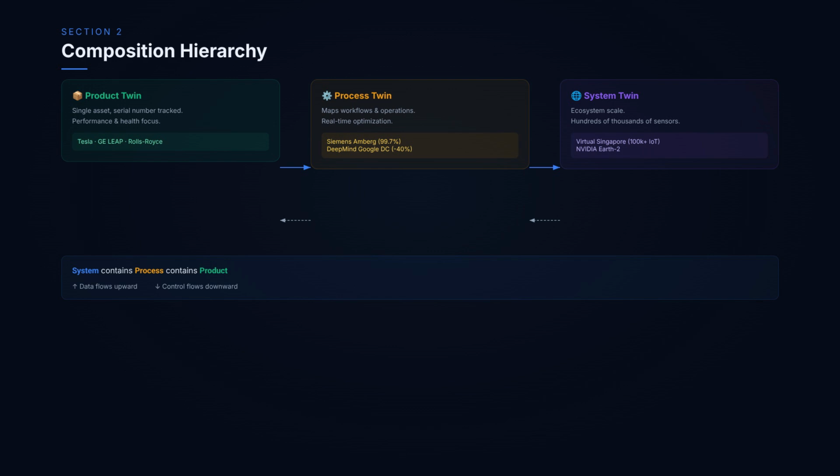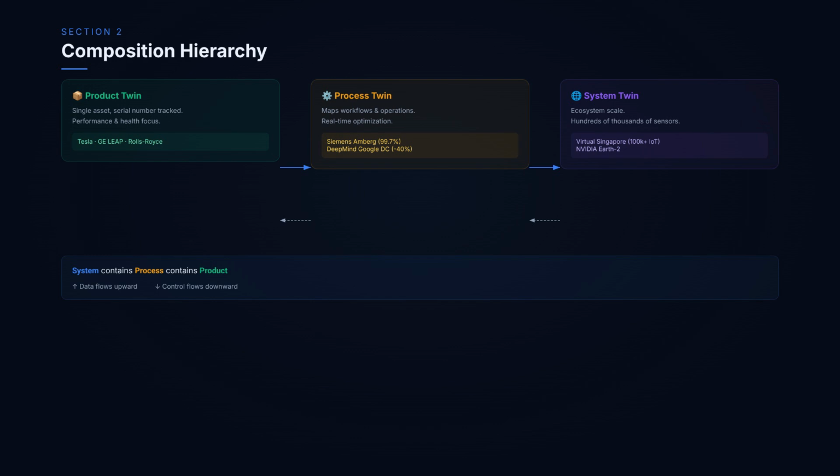Second, the process twin. This maps workflows and operations. Siemens' Amberg plant runs at 99.7% quality because the twin optimizes the assembly line in real time. DeepMind used it to slash Google's data center cooling by 40%. Third, the system twin. This scales to the ecosystem. Virtual Singapore integrates over 100,000 IoT sensors. NVIDIA's Earth-2 models planetary climate at a global scale.